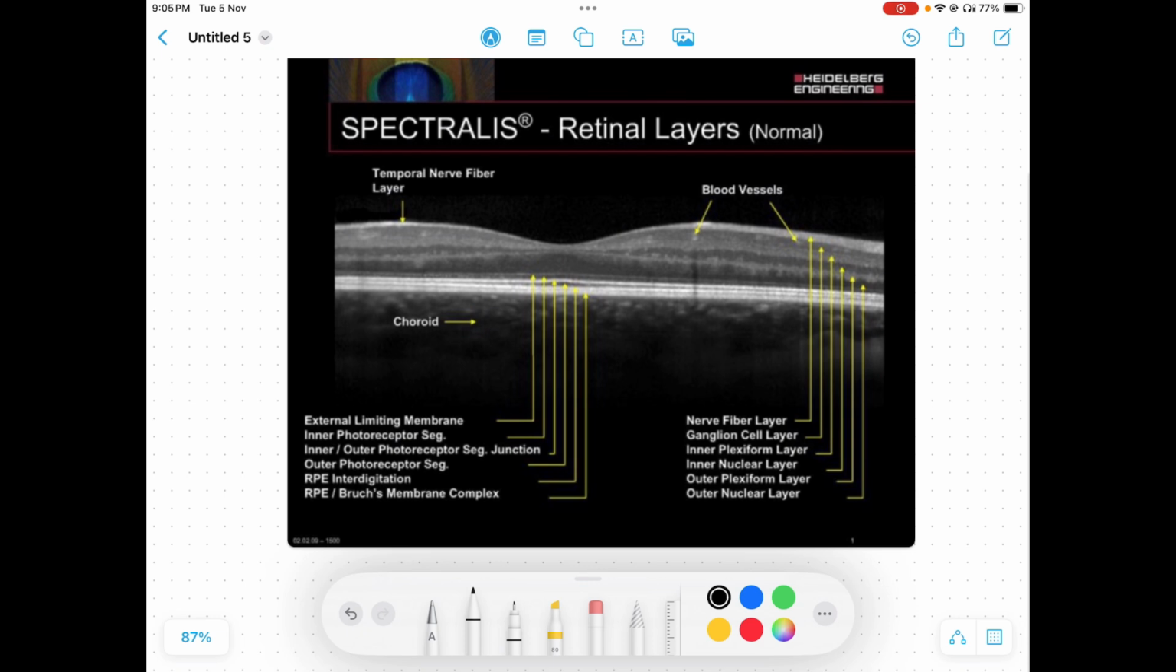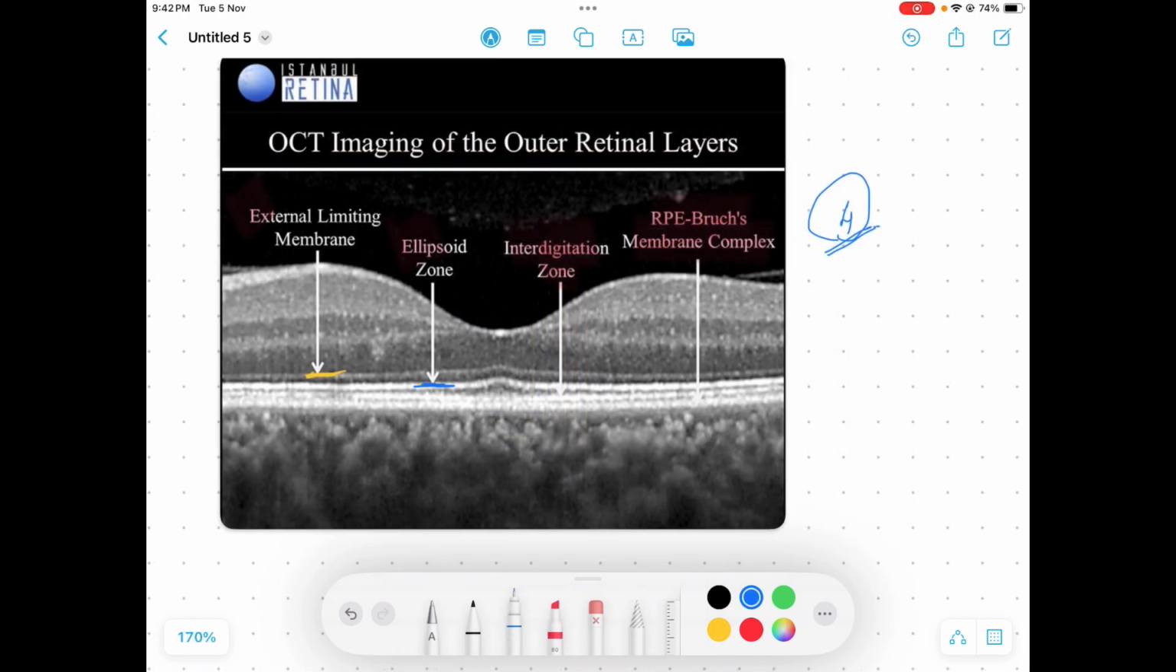So here we have an OCT, which stands for optical coherence tomography, of the macula. The OCT of the macula has four reflective layers, which are the external limiting membrane marked in yellow, the ellipsoid zone marked in blue, the interdigitation zone marked in red, and the RPE Bruch's complex, which is marked in green. These are the four hyperreflective layers of the retina.